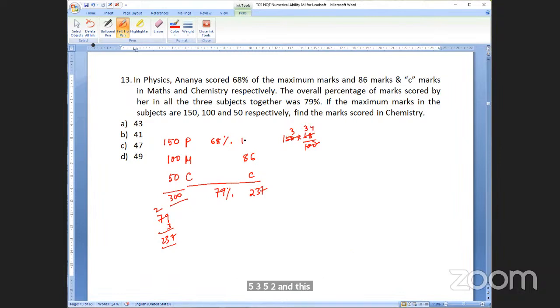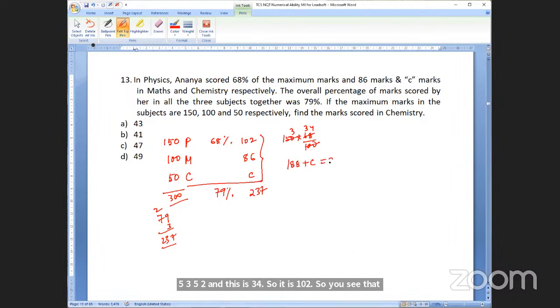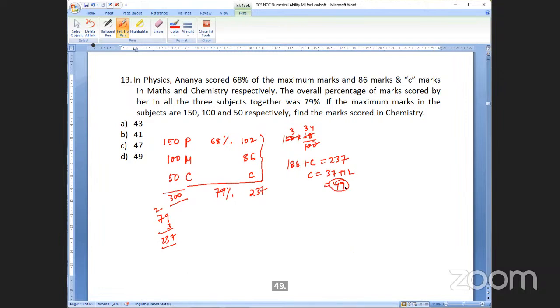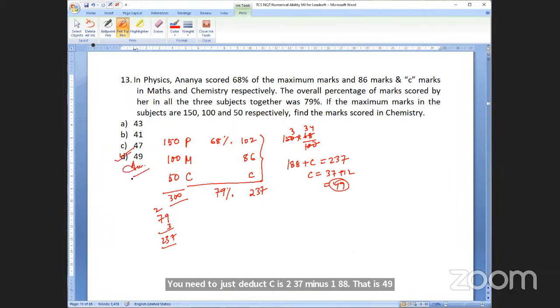So it is 102. So we see that total of these three comes to 188 plus C, which should be equal to 237. So C is 37 plus 12, that is 49. You need to just deduct. C is 237 minus 188, that is 49, and it is there in option C.